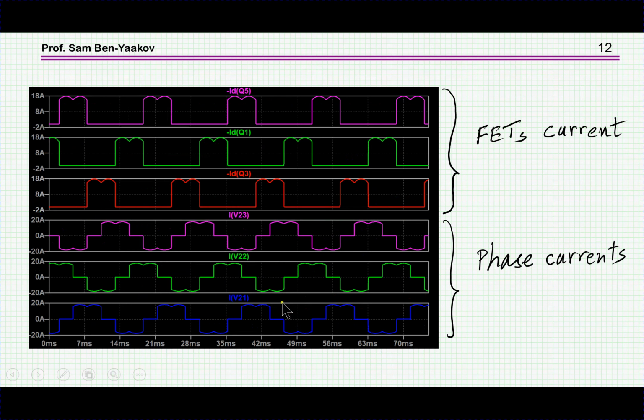And also here we can see the currents, very nice. These are the 3 phases, and these are the currents of the upper transistors, I guess, showing the conduction current. So these are the FETs, and this is the line current.